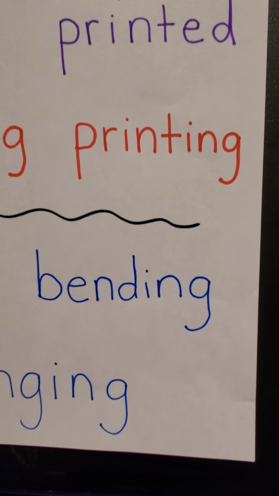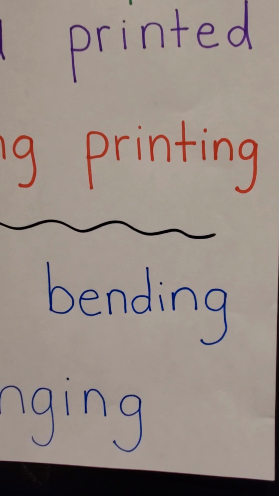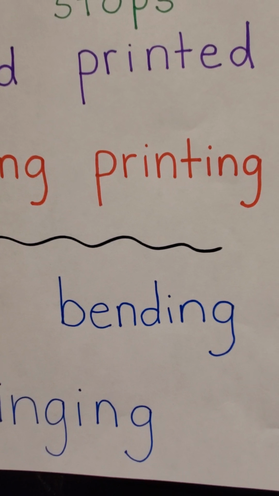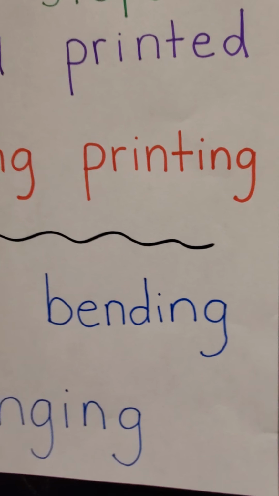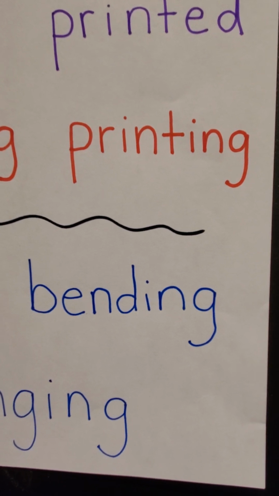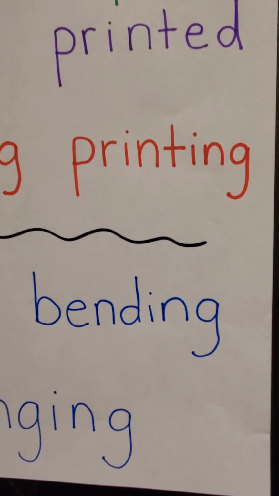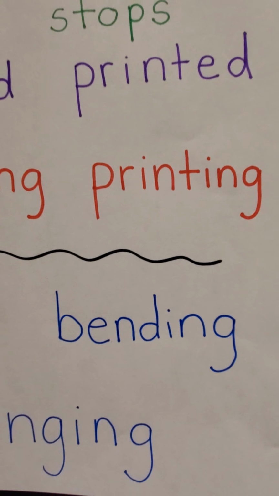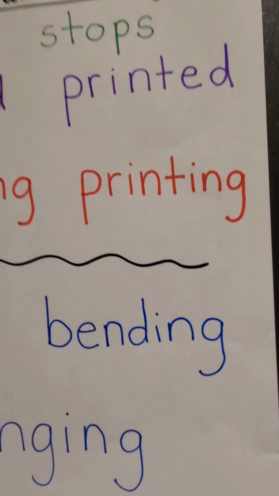But if we had a word like this one in blue, bending, now we have the base word bend, and then we add the ending ing. But bending, bend is the base word. You can bend your arm. You can bend a paper. But when you add ing, now ing is the ending. So the word is bending. And it's happening now. I am bending my arm to hold my phone.